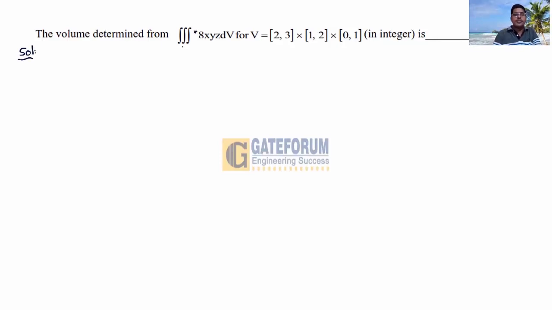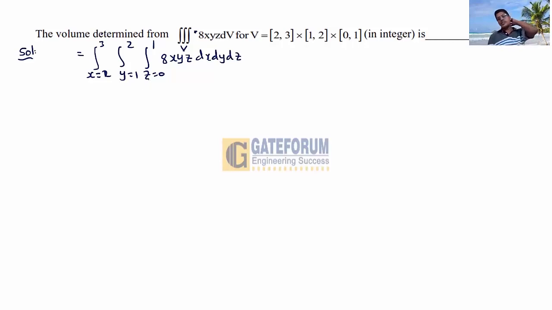Actually, here the x limits are 2 to 3, y limits 1 to 2, z limits 0 to 1, all constant limits. The integrand term is 8xyz, and dv means dx dy dz.